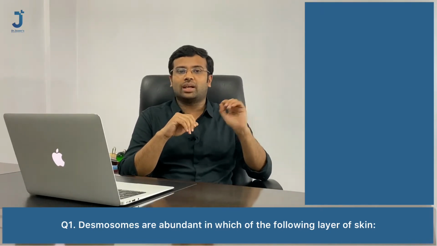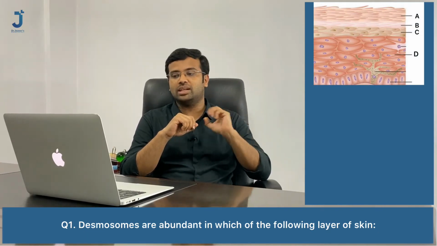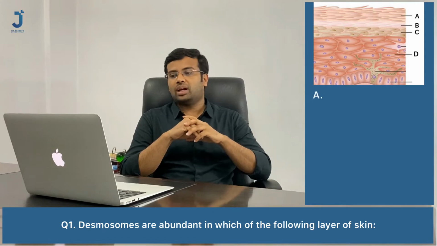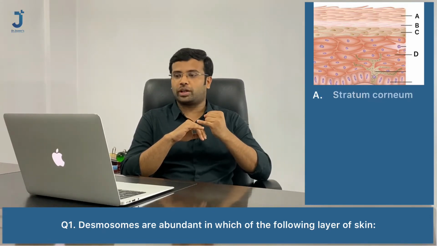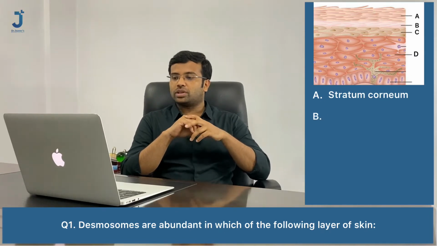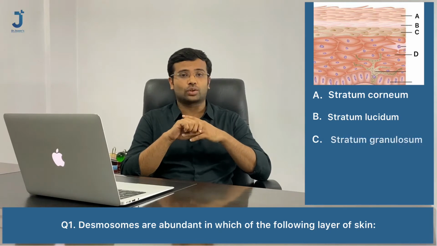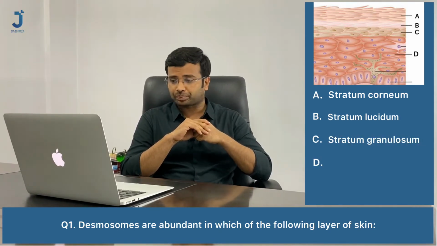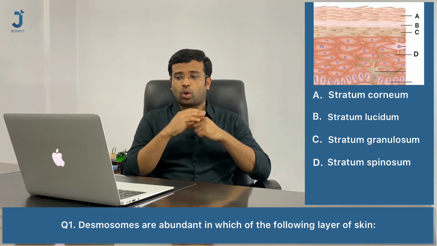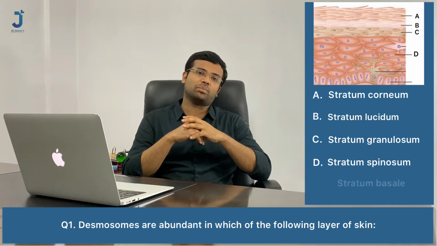Now an image like this is given and they have labeled it as A, B, C, D. Now what is A? A is the outermost layer of the epidermis, that is the stratum corneum. So B is going to be stratum lucidum, C is going to be the stratum granulosum, and the next layer, that is D, that is marked, is going to be the stratum spinosum. So what comes below spinosum? The stratum that comes below spinosum is stratum basale.